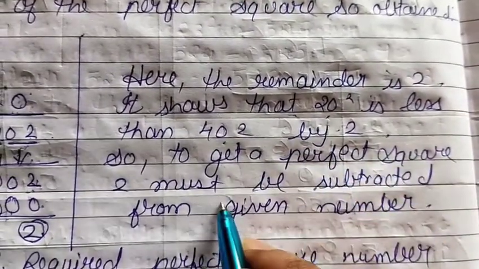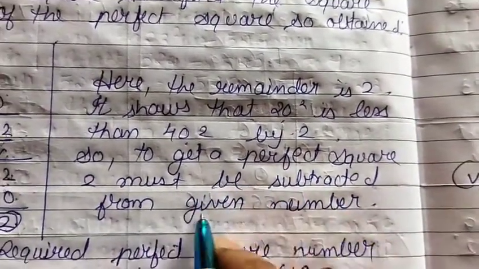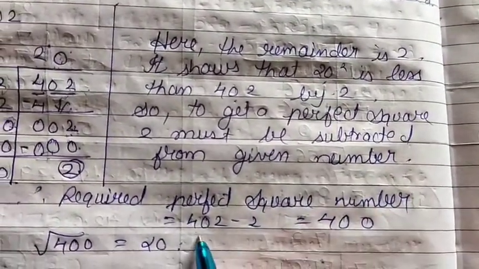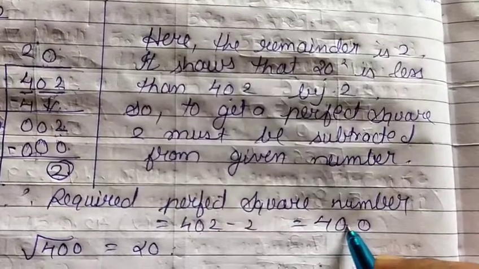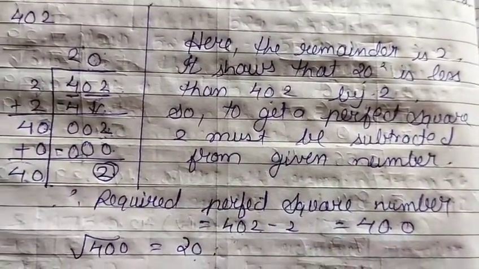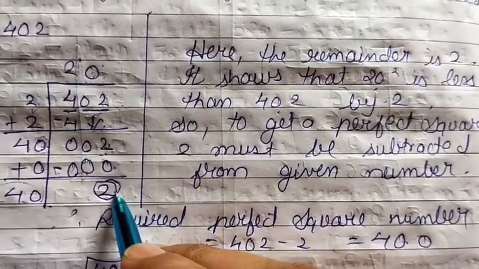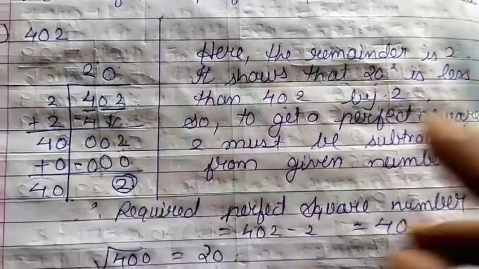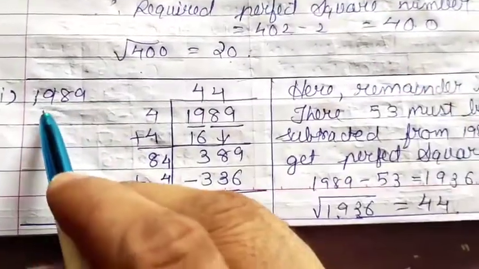So to get a perfect square, 2 must be subtracted from the given number. The required perfect square number is 400. When you subtract 2 from 402, you will get 400 and the root of 400 gives 20. It's very simple dear student. Whatever remainder value you are getting over here, the same value you have to subtract from the value given in the dividend. Now let us see the next one.